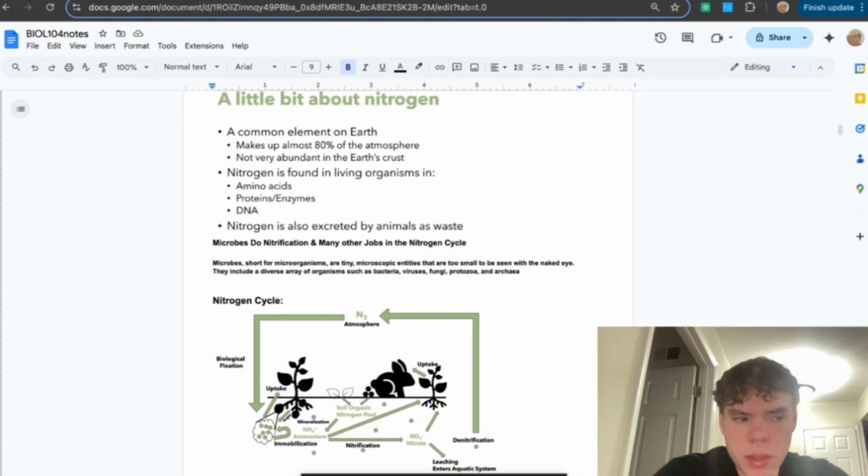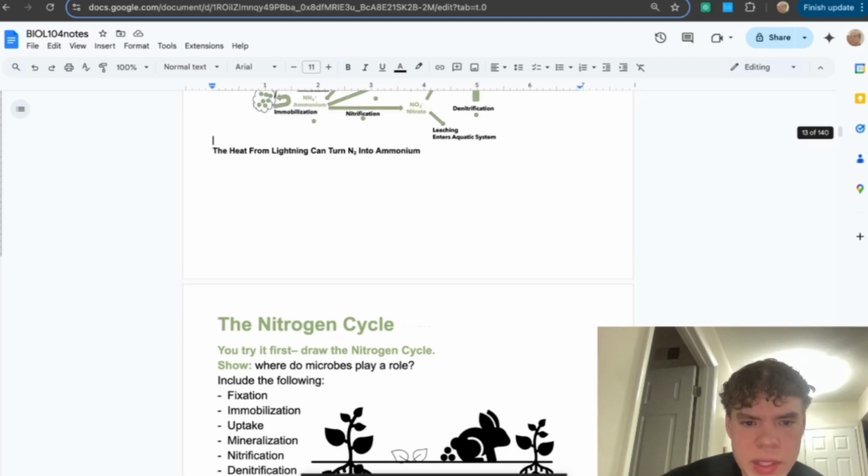So it's useless. But we have this process called the nitrogen cycle where microbes in the ground, like little bacteria inside the soil, get hold of this nitrogen and break it down, and plants use this nitrogen basically as energy to grow. Microbes, short for microorganisms, are tiny, microscopic entities that are too small to be seen with the naked eye. They include a diverse array of organisms such as bacteria, viruses, fungi, protista. So all these types of bacteria are in the soil doing work in this nitrogen cycle.